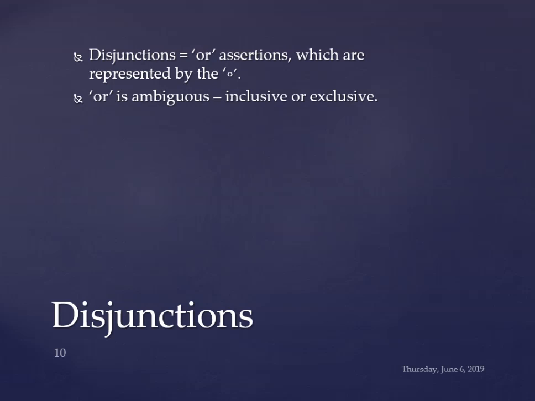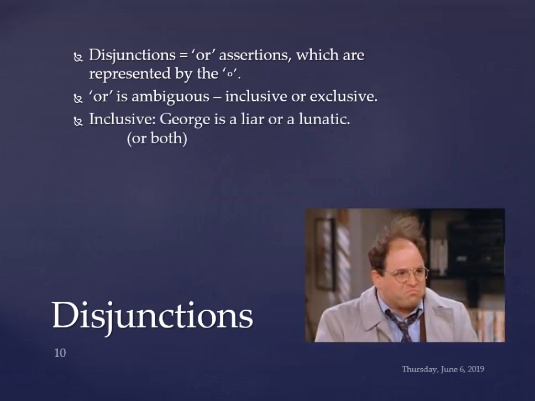All right, so here's an example of an inclusive or. George is a liar or a lunatic or both. Okay, so these two categories are not mutually exclusive, right? He could be both of them. He could be one or the other. He might not be one or the other, but he could be both too. It's possible. So that's an inclusive sense.